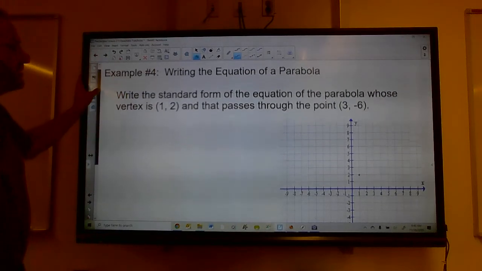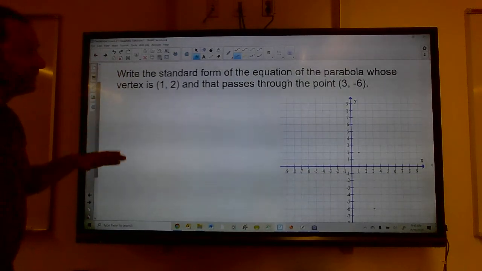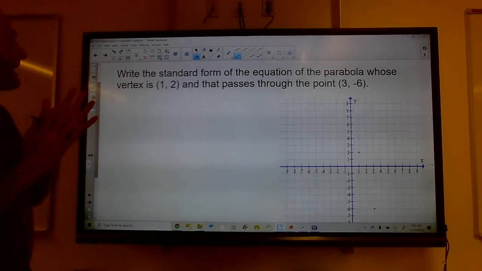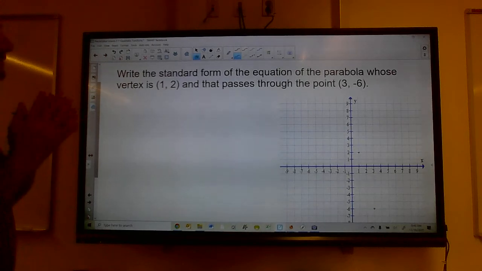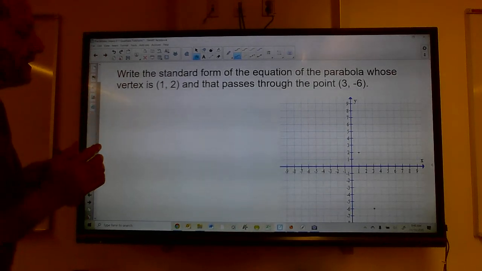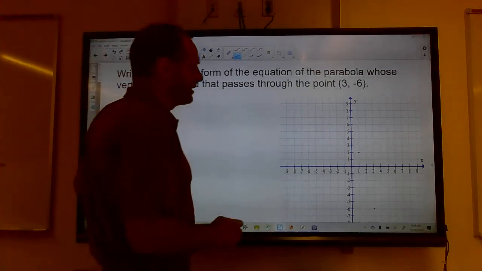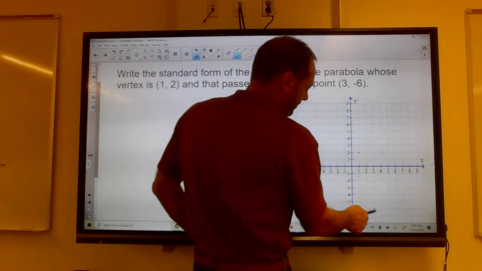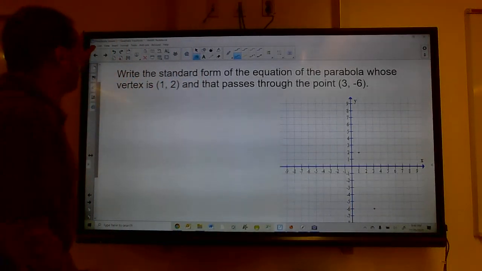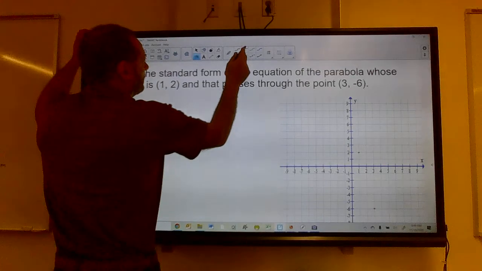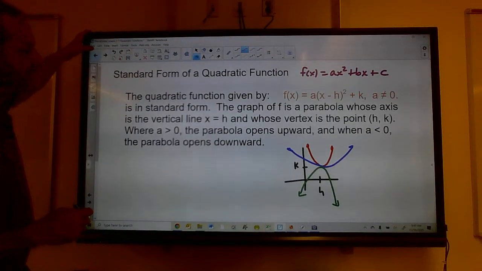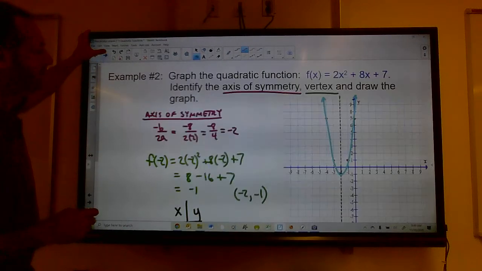Okay, writing the equation. So you'll have to be able to do this as well. Find the standard form of the equation of a parabola whose vertex is 1, 2, and that passes through the point 3, negative 6. Okay, so here's the thing. I know that this is the vertex, and I know this point is on the graph. So if you go back and look at your standard formula, a times x minus h squared plus k.